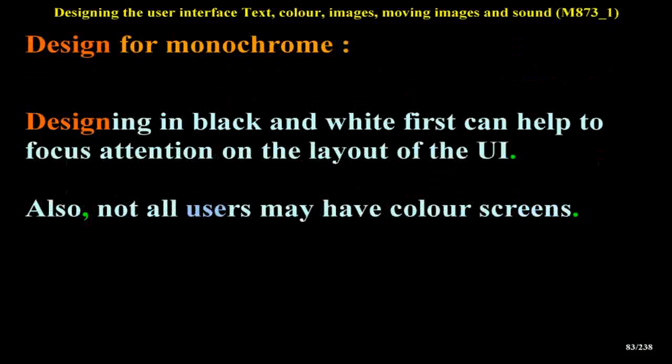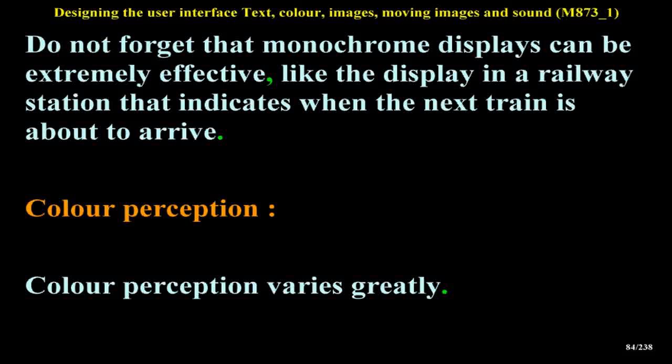Design for monochrome. Designing in black and white first can help to focus attention on the layout of the UI. Also, not all users may have color screens. Do not forget that monochrome displays can be extremely effective, like the display in a railway station that indicates when the next train is about to arrive.